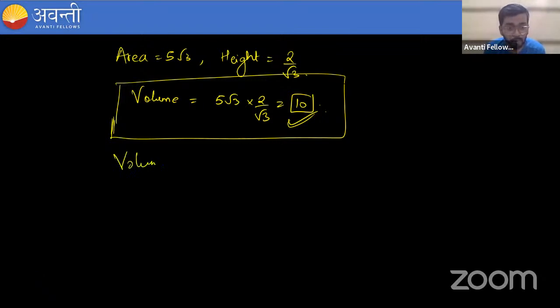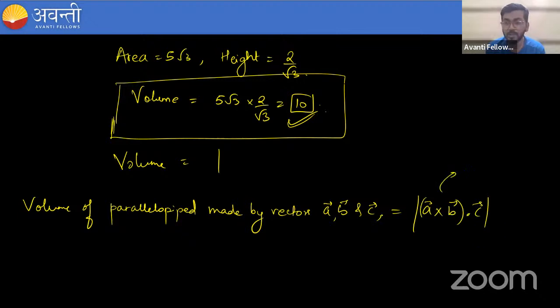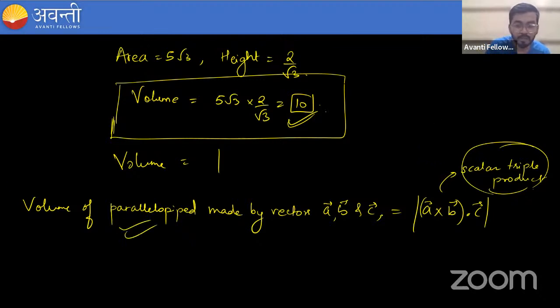To find the volume, the formula for the volume of a parallelepiped made by vectors A bar, B bar and C bar is equal to the mod of A bar dot B bar cross C bar. So this is the scalar triple product. If you remember the properties of the scalar triple product, then you can also do this question. This would have been very easy for you guys. Okay, now let us move on to the next question.